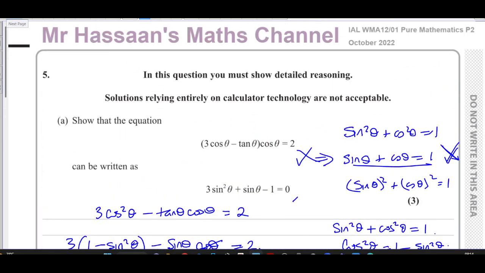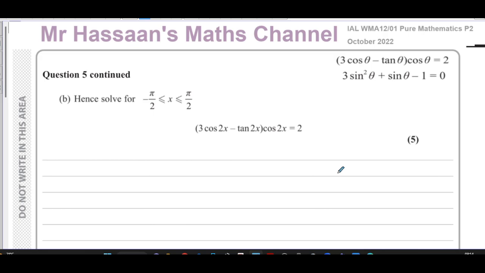All right, now for part B. It says, hence, solve for x between minus pi over 2 and pi over 2, the equation 3 cosine 2x minus tan 2x, brackets, times cosine 2x equals 2. So if we compare this, first it says hence. Hence means using what we just did. So we have to go back and look at what we did.